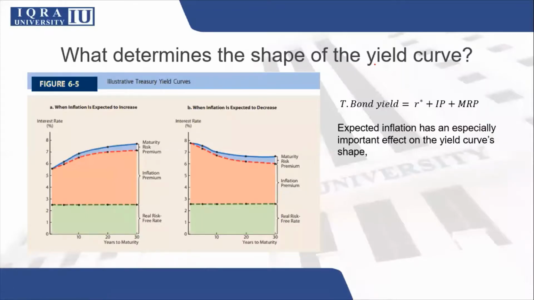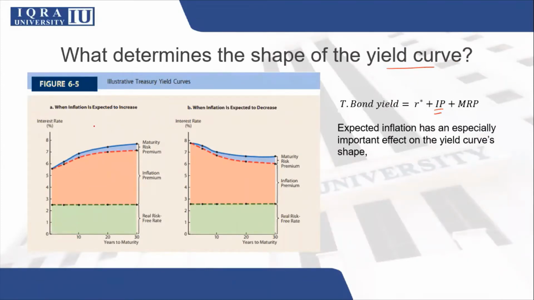So what determines the shape of the yield curve? We have already studied different shapes, and the primary reason that there are different shapes is because of the inflation premium. Now, in order to understand how the inflation premium impacts our yield curve, we're going to take the example of government bonds, because they do not have any liquidity premium, neither do they have any default premium. So it's going to be simpler if we discuss it with less risk.